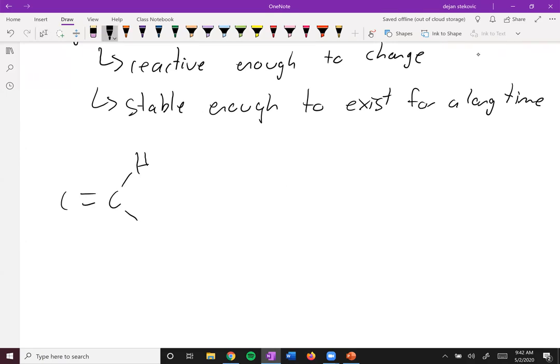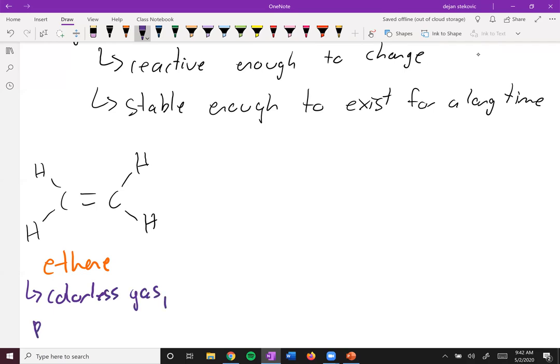So we can take this guy right here, this double bonded 2 carbon chain. This is ethene. You don't have to know that. And it's a colorless gas. And it's also a plant hormone, what helps your bananas ripen. And so if we took this compound and then we threw it in some acid and some water, it would react and it would form ethanol.